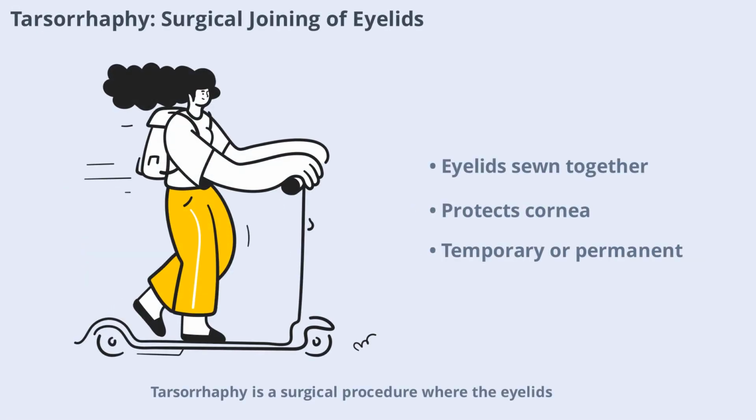Tarsorrhaphy is a surgical procedure where the eyelids are partially sewn together to protect the cornea. It is used in cases of paralytic ectropion, facial paralysis, exposure keratitis, exophthalmos, and non-healing corneal ulcers. The procedure can be temporary or permanent, and the sutures are usually removed after about a week. Tarsorrhaphy helps narrow the palpebral aperture, reducing corneal exposure and promoting healing.